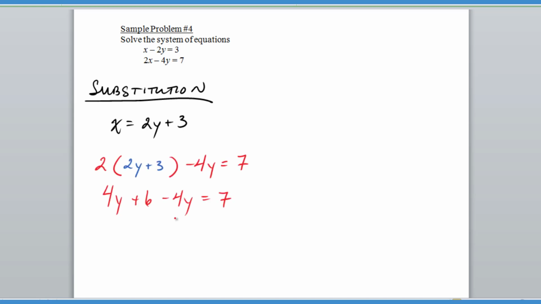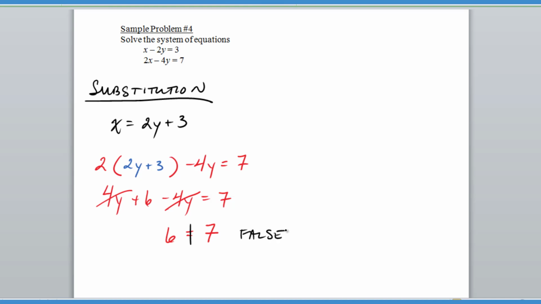When I get down to this part right here, I run into a little trouble because I have 4y and a negative 4y, and of course those are simply going to cancel each other out, leaving me with this thing that says 6 equals 7. And I simply know that this is not true. 6 does not equal 7. This is a false statement.